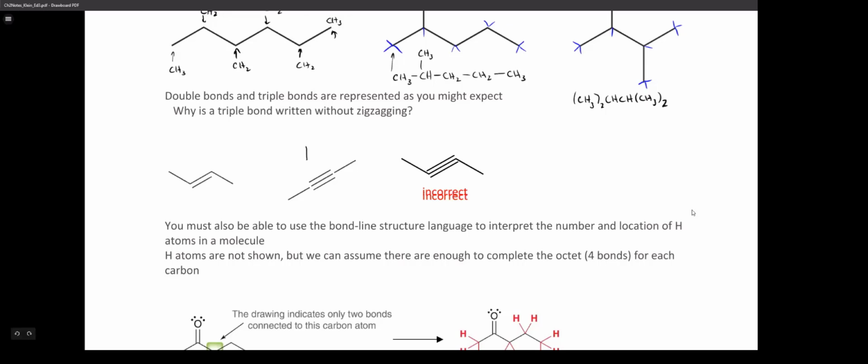Remember, this is the same as CH3, C triple bond CH3. Remember, the end of a point is always a carbon. It is not a hydrogen.